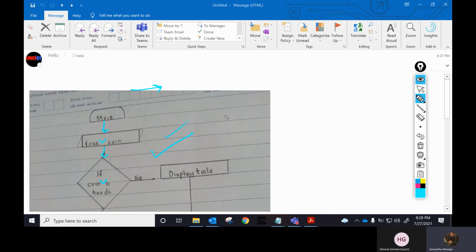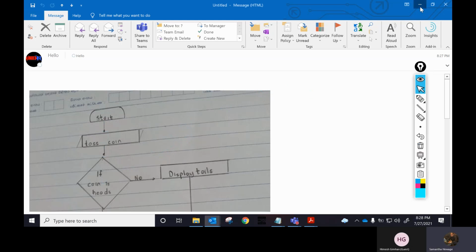Okay, this is good. Now, the same thing, can you do it as pseudocode? Because we will learn flowchart and pseudocode at the same time. That is the best option. We draw a flowchart, and for it we write the pseudocode. Then you get to know both at once. Can you do the pseudocode for this?